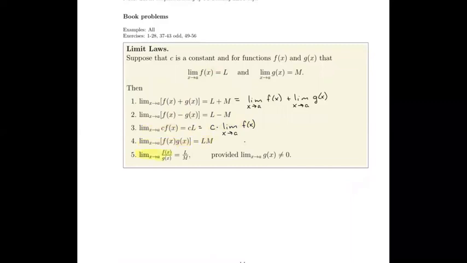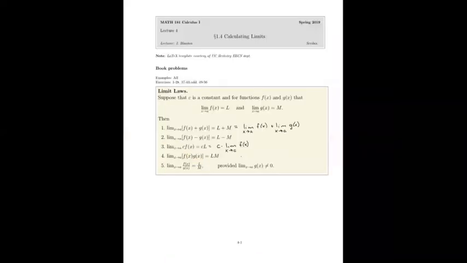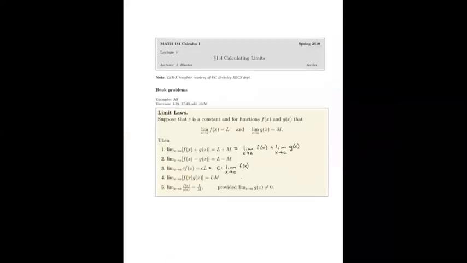The limit of the quotient of the functions is L over m, provided that the limit as x approaches a of g of x is not 0, right? We want to avoid division by 0. It would be undefined if g of x approaches 0 as x approaches a, or if its limit is 0 as x approaches a. So that's one caveat there.